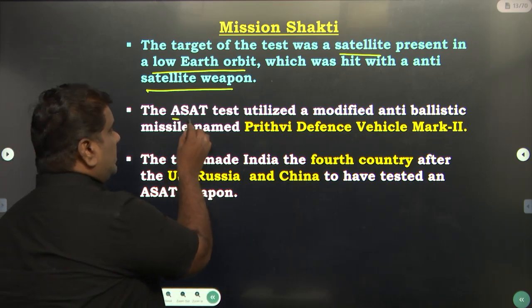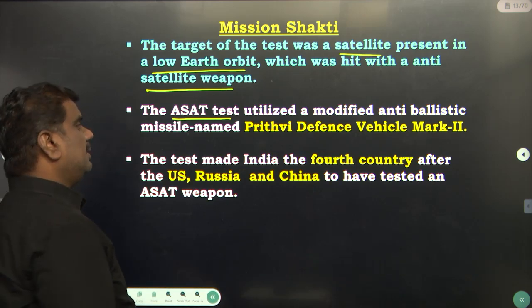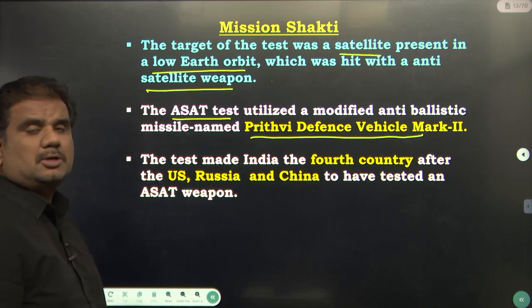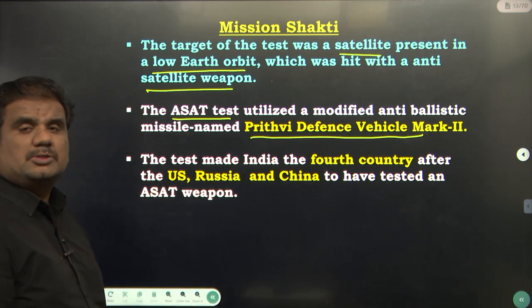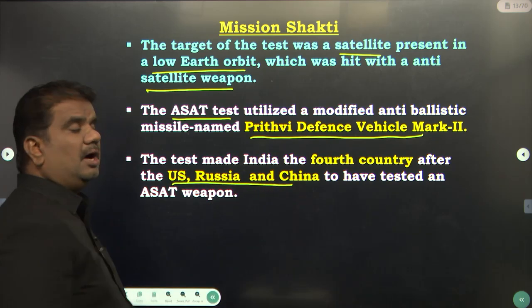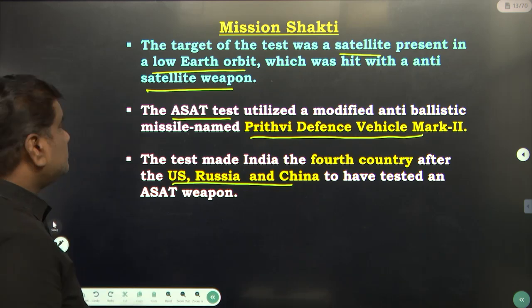The ASAT test utilized a modified anti-ballistic missile known as the Prithvi Defense Vehicle Mark II. And the other countries which have developed this technology are USA, Russia and China, who have developed Mission Shakti. Right.